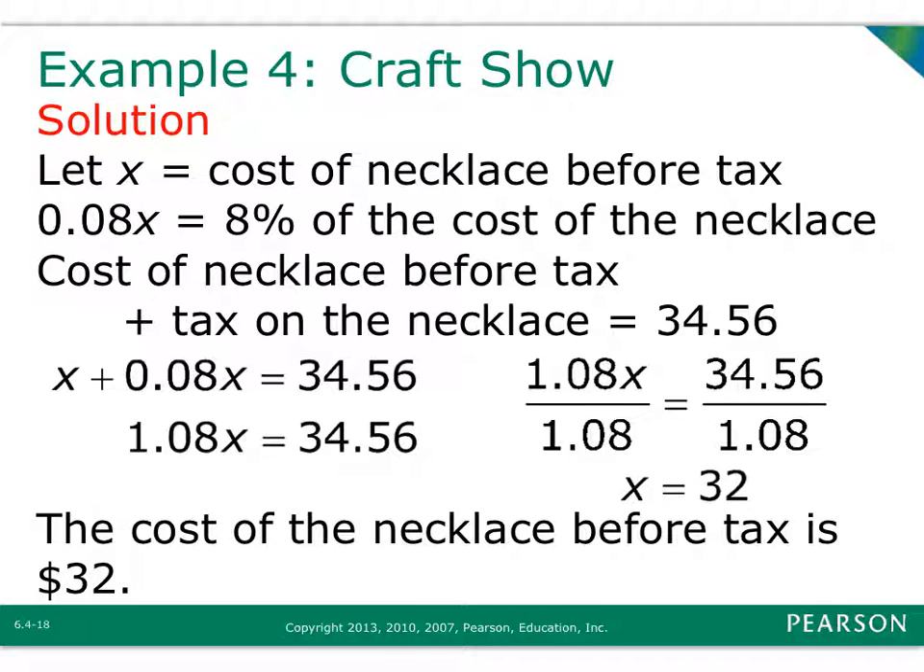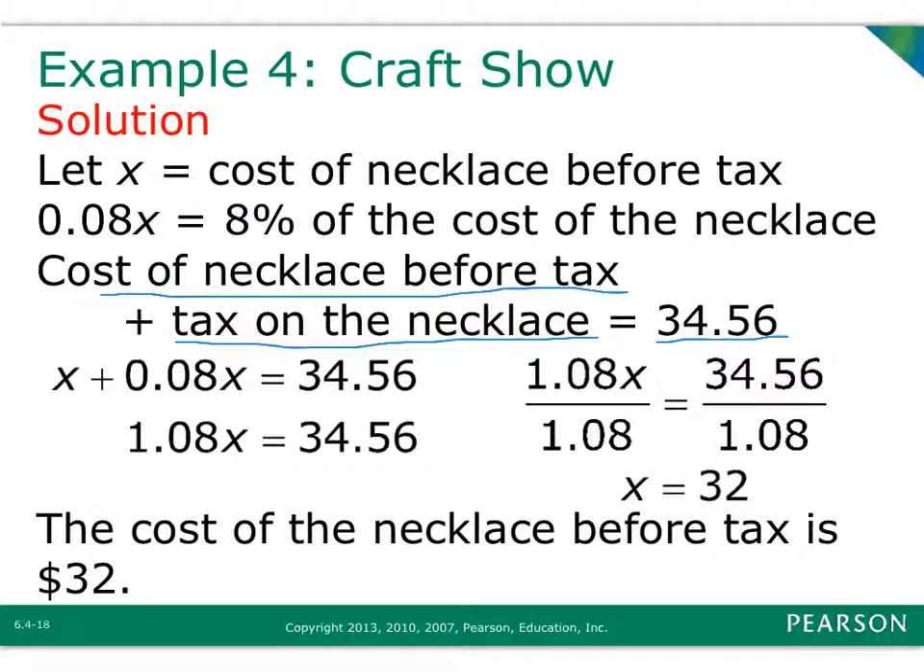So we let x equal the total cost of the necklace before tax, and we have 0.08x, which is 8% of the cost of the necklace before tax. This is the tax rate, actually, 0.08 times x. So the cost of the necklace before tax plus the tax on the necklace is equal to the total cost, right? That's what we said.